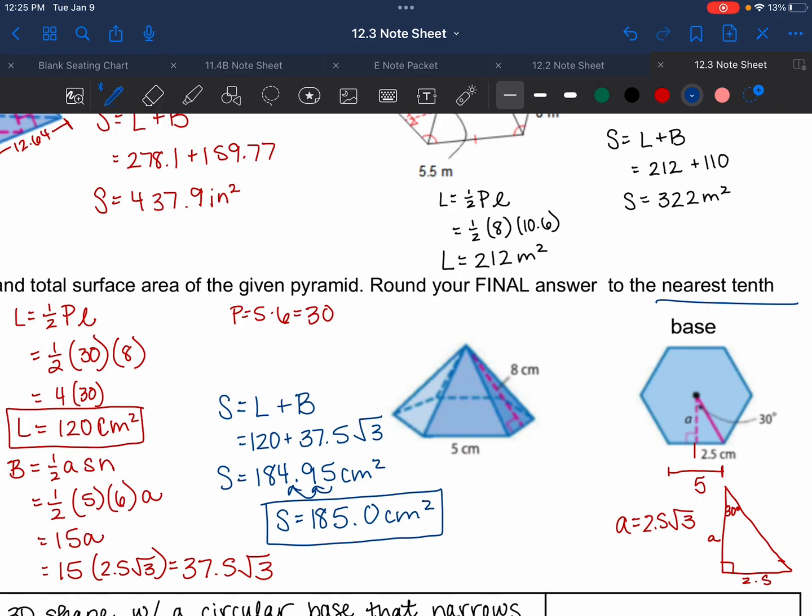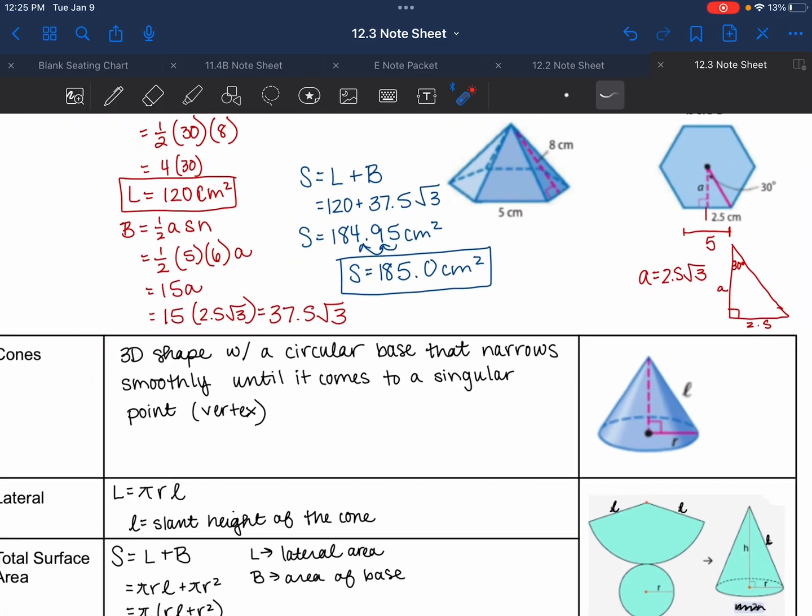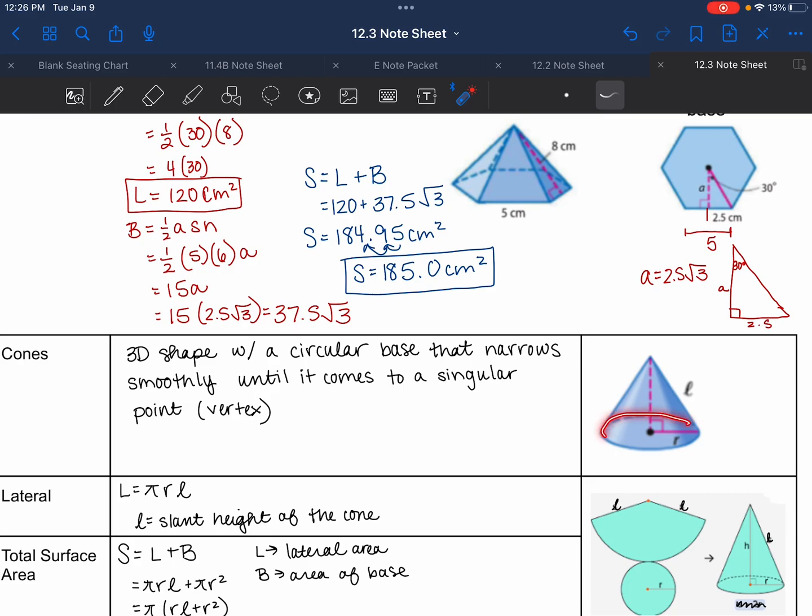All right, let's talk cones. So a cone is another type of 3D shape. It has a circular base, and it doesn't have faces, okay? Instead, this part here narrows up to a vertex smoothly, okay? Because the circle has no edges.